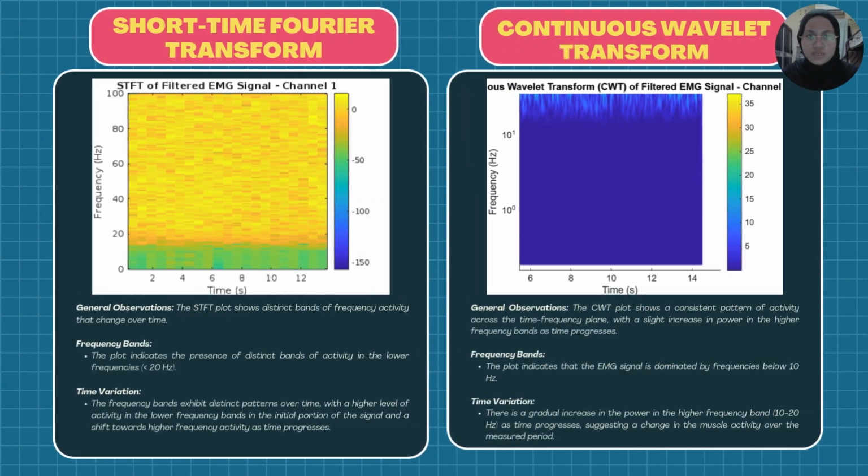Hello, my name is Nuruda. I will be presenting the analysis of two signal processing techniques, short-time Fourier transform and continuous wavelet transform. We will explore how the techniques help analyze frequency and time information in a given signal, highlighting their respective features and observations. So let's begin with the short-time Fourier transform.